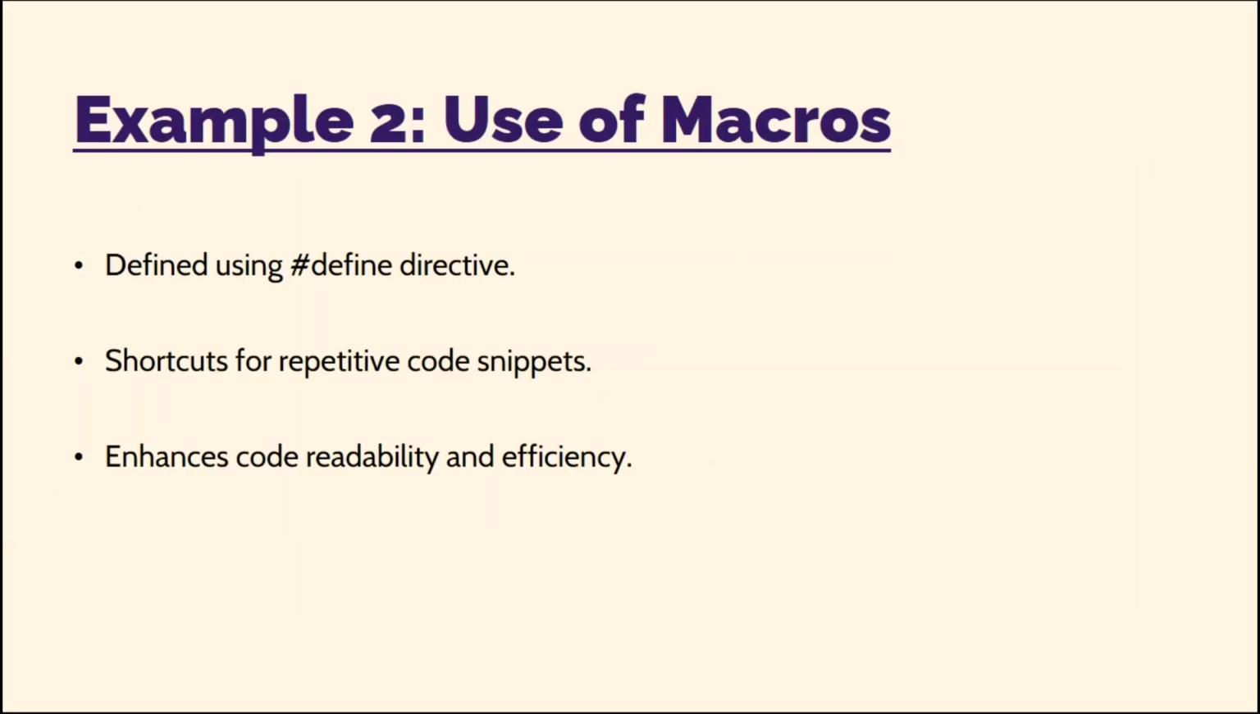Now, let's talk macros. Macros are like shortcuts that the preprocessor understands. You define them using #define and they save you time and space. Understand this by an example.